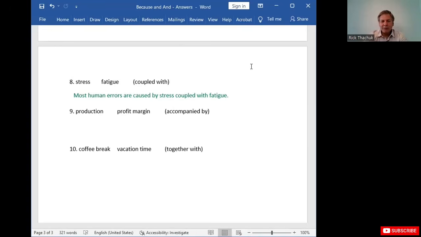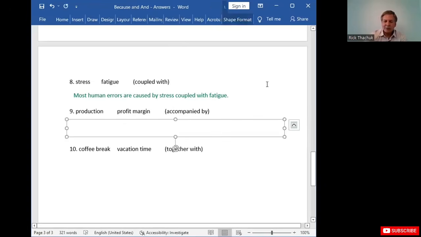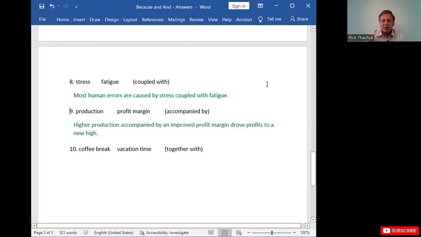Number 9, production, profit margin, accompanied by. And we know this term profit margin that was described in the prior lecture. Let's take a look at a sentence using all of these terms and expressions. Higher production accompanied by an improved profit margin drove profits to a new high. An improved profit margin, we have seen that in the prior lecture too. It means the profit margin increased, which means either the selling price was higher or the cost to produce was lower, or both. Those are both good things. Higher profit margin means higher profit overall.